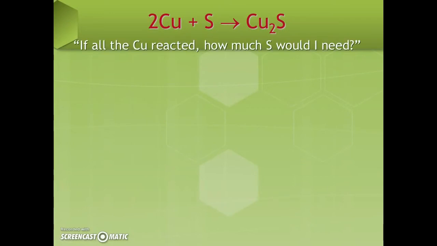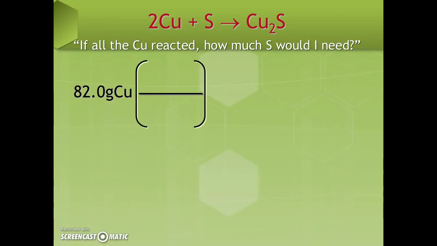So, the question we should ask ourselves at the start of every one of these questions, we redefine the question to be: if all of the first component reacted, how much of the other component would I need? And when we do this, we distill down the problem to a very simple definition. So what we can say is, how much sulfur do I need to react with 82 grams of copper?